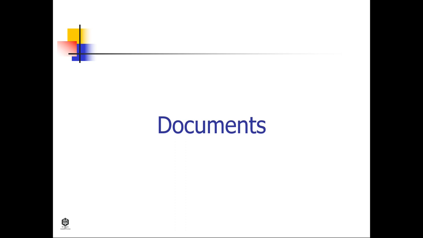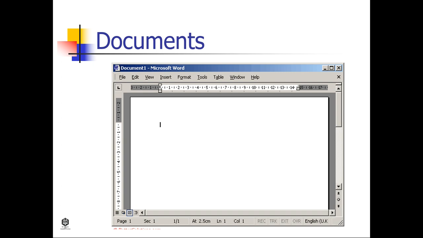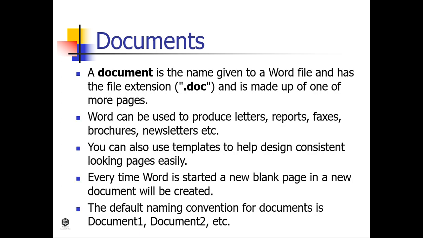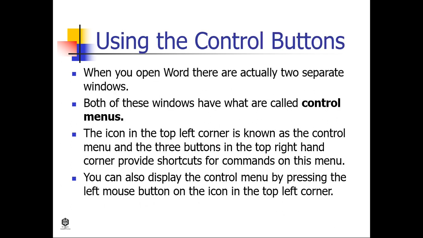So now we can proceed to talk about documents. A document is the name given to a Word file and has the file extension .doc and is made up of one or more pages. Word can be used to produce letters, reports, faxes, brochures, newsletters, and so on. You can also use templates to help design consistent-looking pages easily. Every time Word is started, a new blank page in a new document will be created. The default naming convention for documents is Document 1, Document 2, and so on.